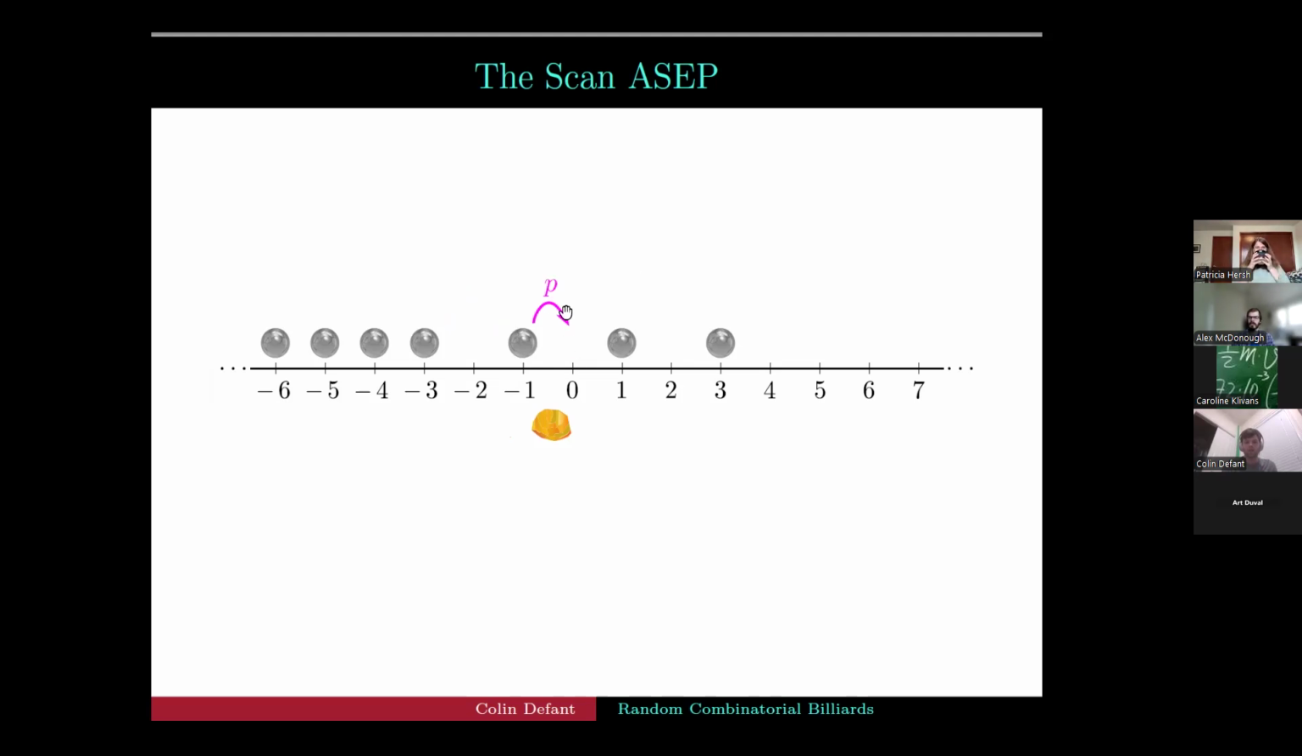Let's say it does move. And now nothing happens because it's between 2 particles. Now this moves with probability P. Let's say it does not move. Now this moves with probability P times T. Let's say it does move. And so now the stone is further to the right than all of the particles. So it's not going to do anything from now on. So this completes one, what I'll call scan.